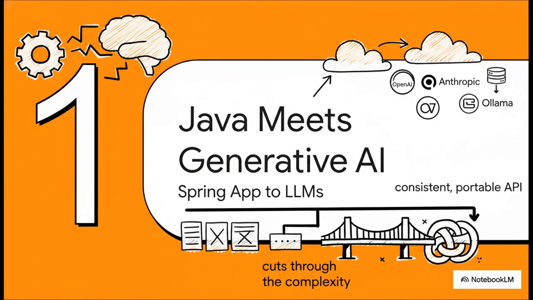So what is this bridge I'm talking about? It's Spring AI. Seriously, think of it as the Spring native way to just cut through all the noise. It gives you one single, consistent API, so you can stop worrying about if you're calling OpenAI or Anthropic, or maybe a local model with Ollama. You write your code once, and it just works everywhere.